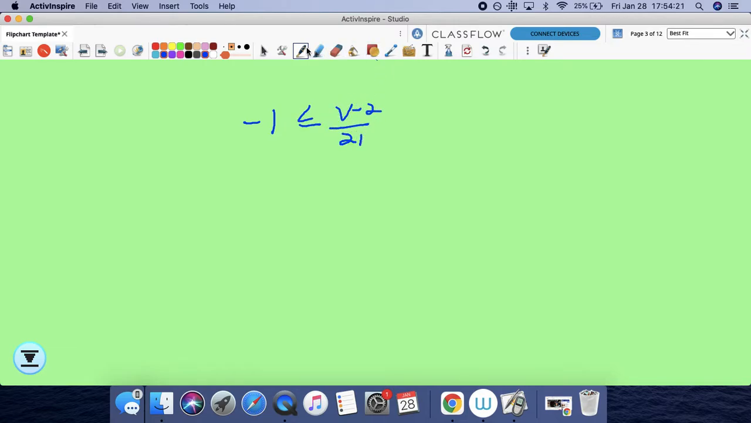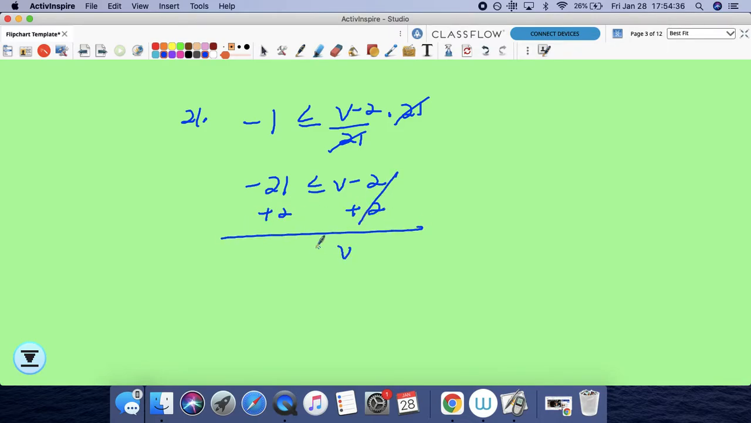13, negative 1 less or equal to v minus 2 over 21. The easiest way to do this is to get rid of the denominators. Let's multiply both sides by 21. That gets rid of that. I get negative 21, v minus 2, plus 2 on both sides. That goes away, and I get negative 19, which I can graph. Negative 18, negative 20. It is shaded because negative 19 is part of my solution. So negative 19 is less than all these numbers.